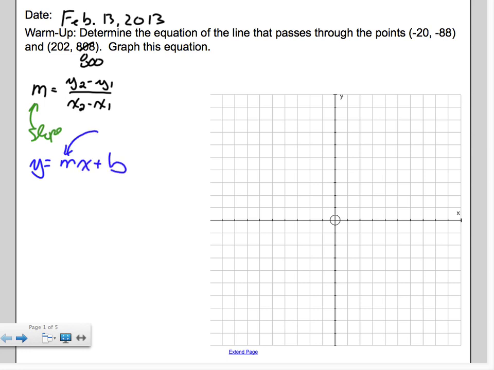What was the m for? Slope. How about b? Y-intercept. So those are the two things that we need to figure out. And once we could figure that out, we could figure out the equation of our line.